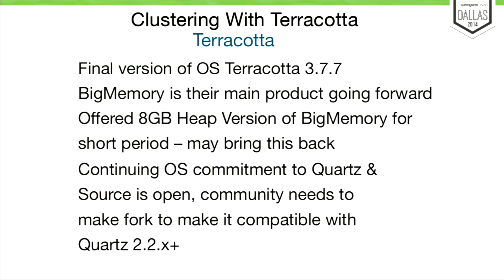One good project that I want to do is, because the old version is open source, create a fork of that and make it work with Quartz 2.2. The problem with Terracotta 3.77 is the last Quartz version it supported was 2.1, which is not terribly old, but it's not the latest. Obviously that's going to become a problem going into the future if you want to stay current on the Quartz technology stack.